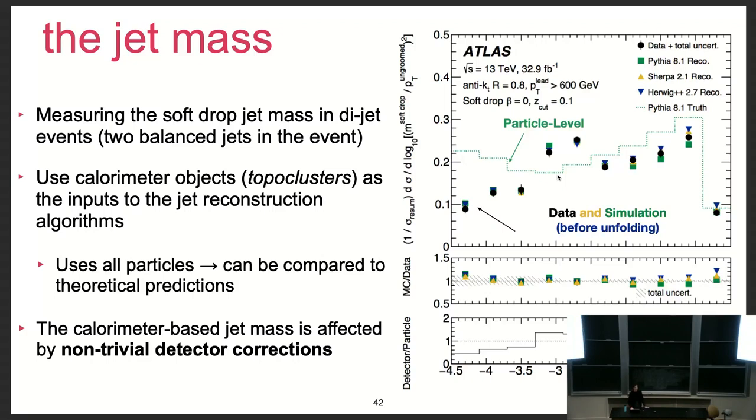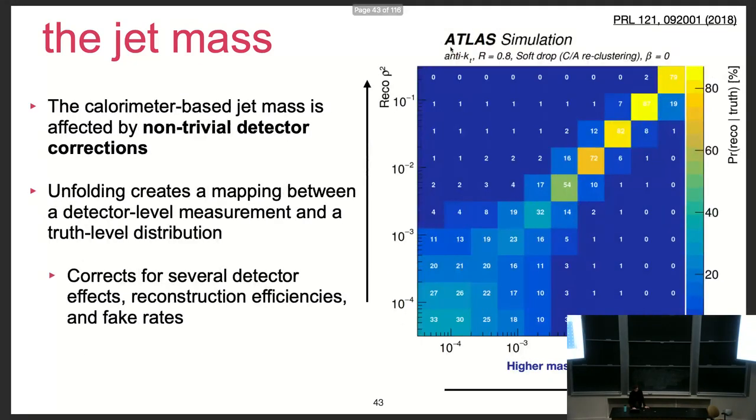And so to deal with this, we use what's called unfolding. I won't go through this in great detail, but the basic idea behind unfolding is that it creates a map between what you would expect to measure with and without detector effects. So at truth level here on the x-axis, and at your reconstructed level on the y-axis. And it creates a map between this, including effects from fakes and efficiency factors, and it corrects for this. So it says, if you have measured this distribution in your detector, this is what it would correspond to if the detector effects were not present.